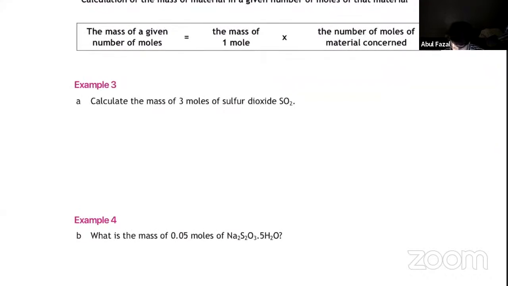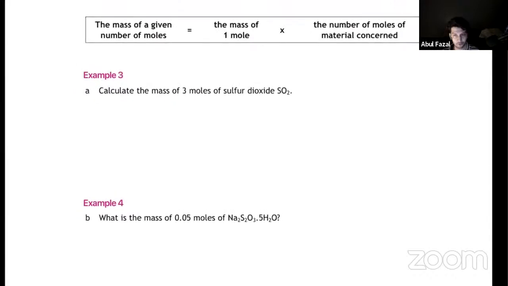Hey, look at that. Sulfur dioxide is back. Let's try this. Let's ignore example 4 and let's do example 3.